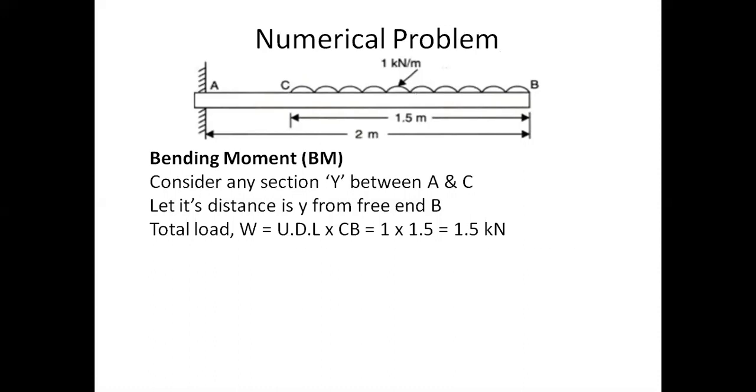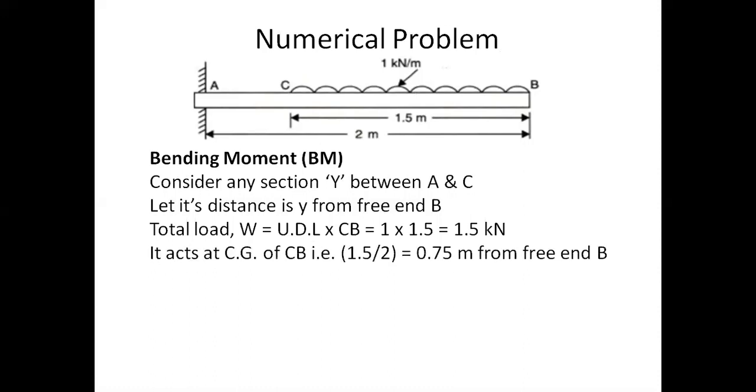And it will act at the center of gravity of CB. So what is the center of gravity of CB? It is the midpoint. What is the midpoint? The total length is 1.5 meters. Therefore, the midpoint is 0.75 from the free end, or from the C end also. So it is from the free end.